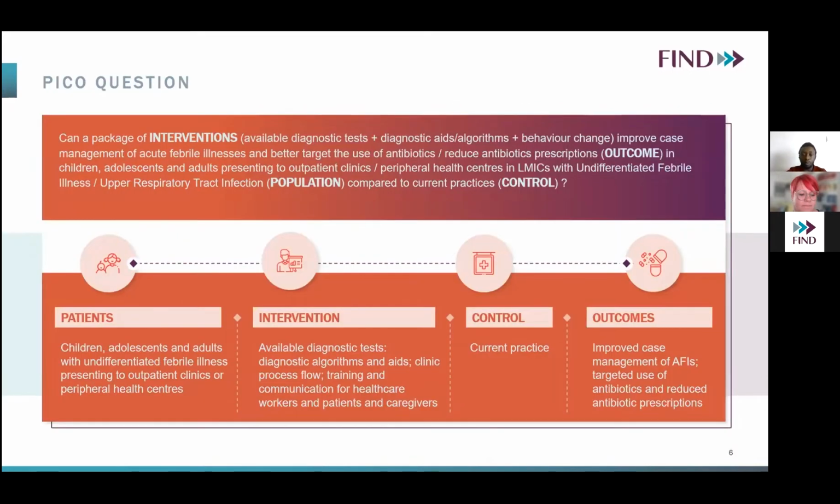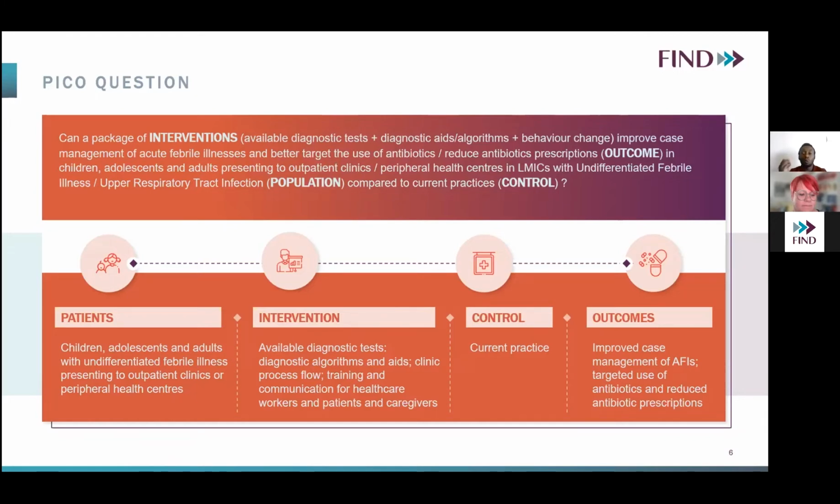In line with this challenge, we designed a study, and the question we are asking is, can we use a package of interventions to improve the management of acute febrile illnesses and better target the use of antibiotics, or reduce antibiotic prescriptions among children, adolescents, and adults who are presenting to outpatient clinics with acute febrile illnesses at the primary health centers in low and middle income countries.